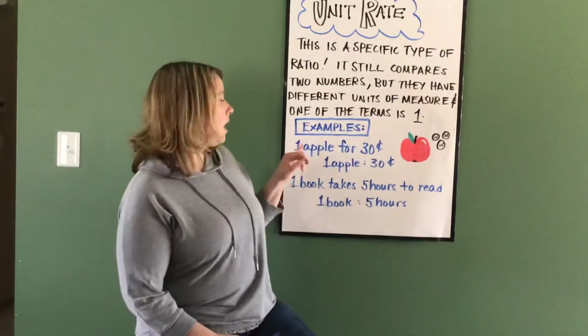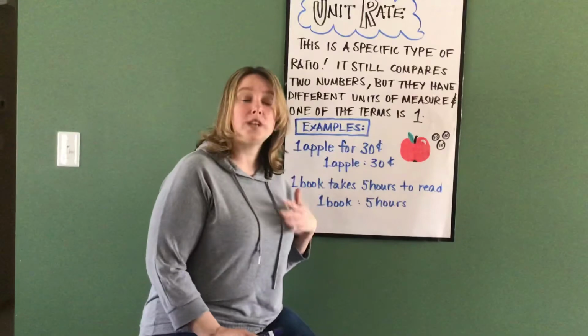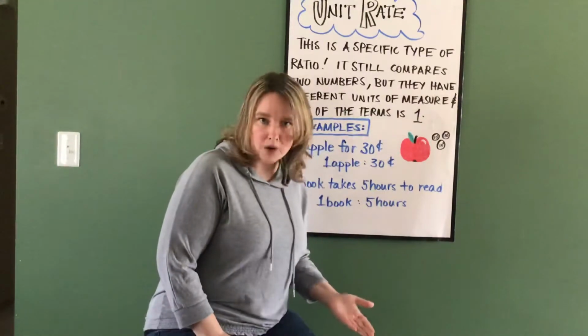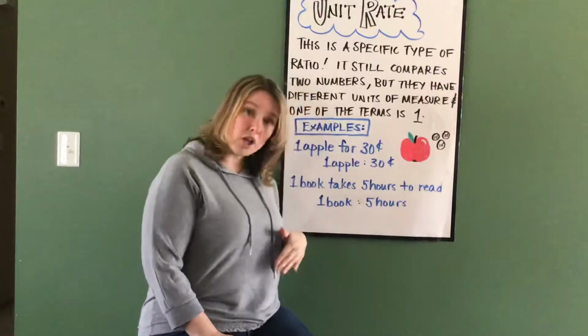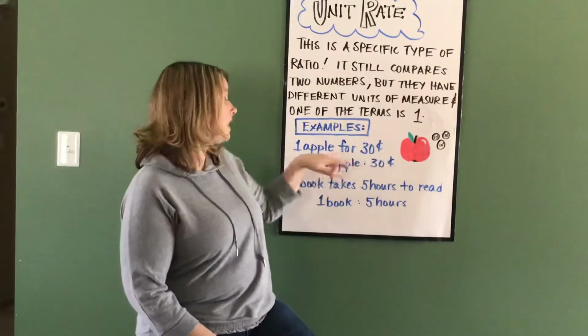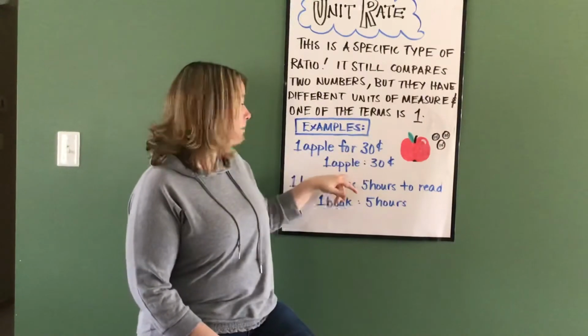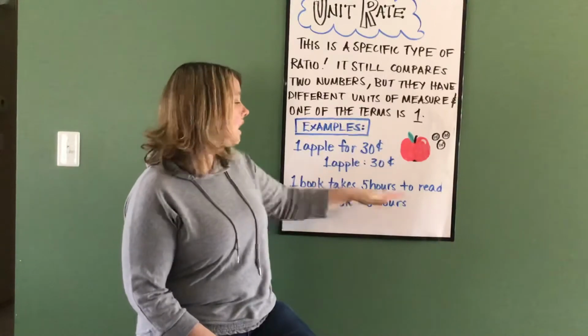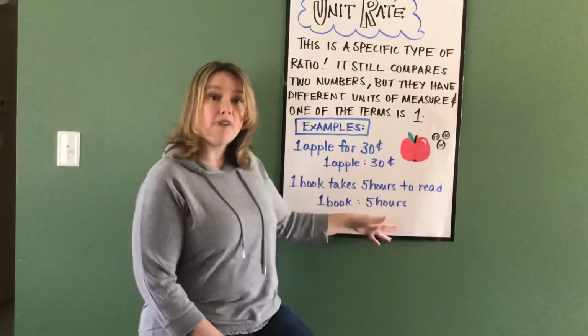These are the types of ratios we say when a car goes 100 kilometers an hour. That's a ratio because it's going 100 kilometers in 1 hour. Or when we pay 30 cents for one apple. So one apple for 30 cents. Or a book takes 5 hours to read, one book, 5 hours.